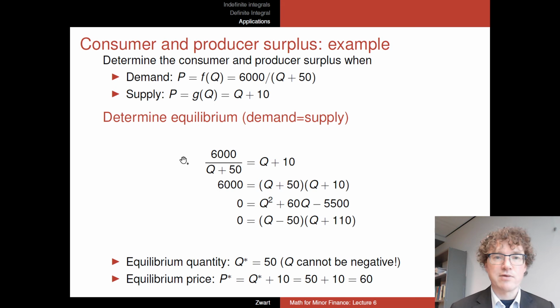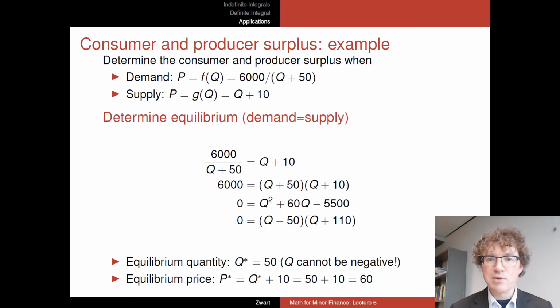So here we have an example for a given demand function F of Q. This particular demand function is defined to be 6,000 divided by Q plus 50. So it's a downward sloping function, sloping down at a lower and lower slope. And similarly, we have a supply function, which is actually just linear, so it's easier. The supply function, this upward sloping curve, is just the linear function Q plus 10. So let's see whether we can compute the consumer and the producer surplus.